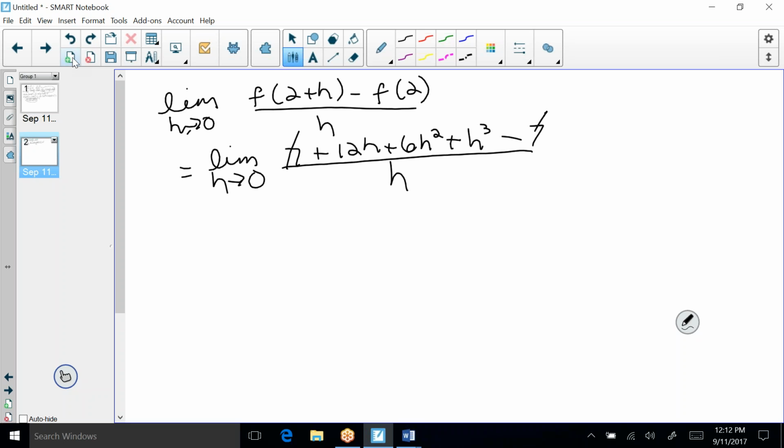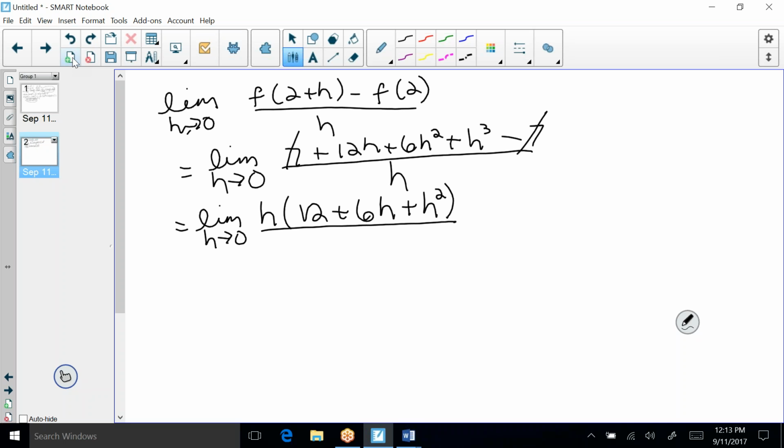And then you can see in that numerator we have 7 minus 7, so those two things are going to cancel. And then the rest of the three terms in the numerator all have an h in them, so we can factor that h out of the numerator and get the limit as h goes to 0. So we factor out h and we get 12 plus 6h plus h squared divided by h. And we can cancel an h in the numerator and in the denominator. And then what is our limit going to be as h approaches 0?